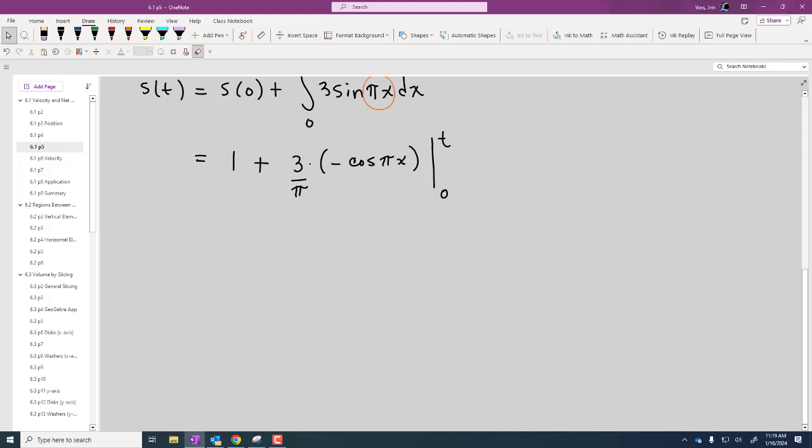And then we just have to plug in correctly. Again, remember that this is the antiderivative here. The antiderivative does not include the 1. So this is the antiderivative. That is where you're plugging the t and the 0 into, not the 1.